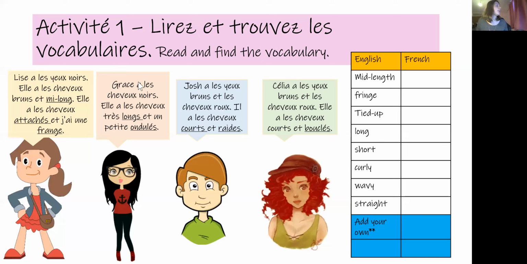All right, the next one. Grace a les cheveux noirs. Elle a les cheveux très longs et un petit ondulé. Josh a les yeux bruns et les cheveux roux. Il a les cheveux courts et raides.